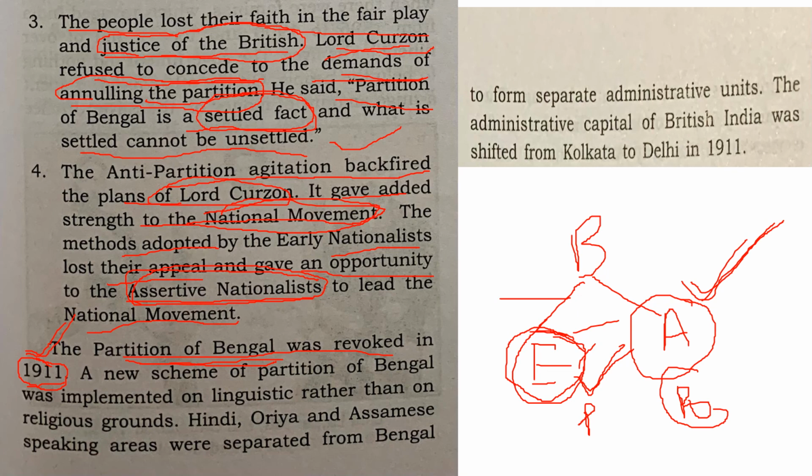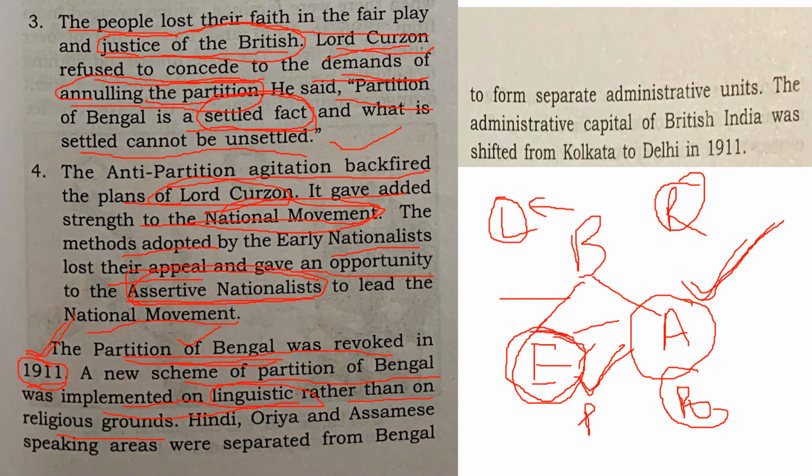First, he revoked partition of Bengal. That means he cancelled that partition, and a new scheme of partition of Bengal was implemented on linguistic rather than on religious grounds. So I told you that the nationalists had also demanded that if at all you want to create administrative easiness for governance, why don't you divide based on the language people speak? So that based on the language they speak, they may get a chance to help themselves. Like if Odia people, Bihari people could rule themselves, it would be beneficial for them, but not on religious grounds. So this time, Lord Hardinge revoked the old partition and implemented a new partition based on linguistic basis.